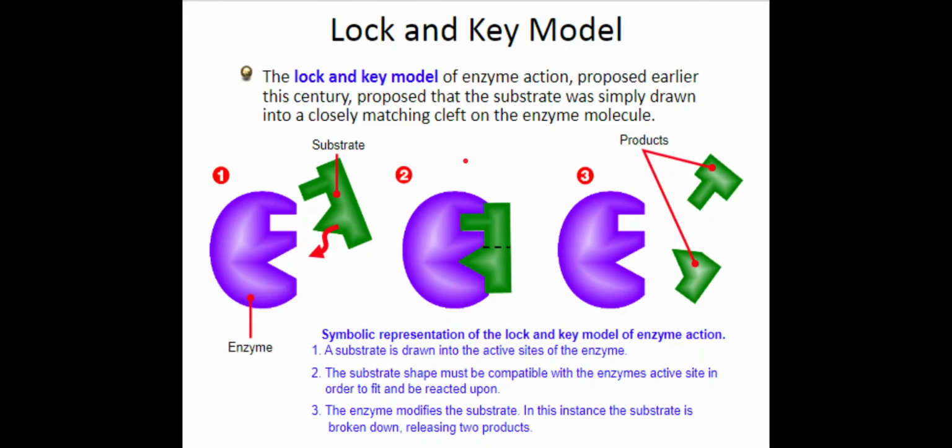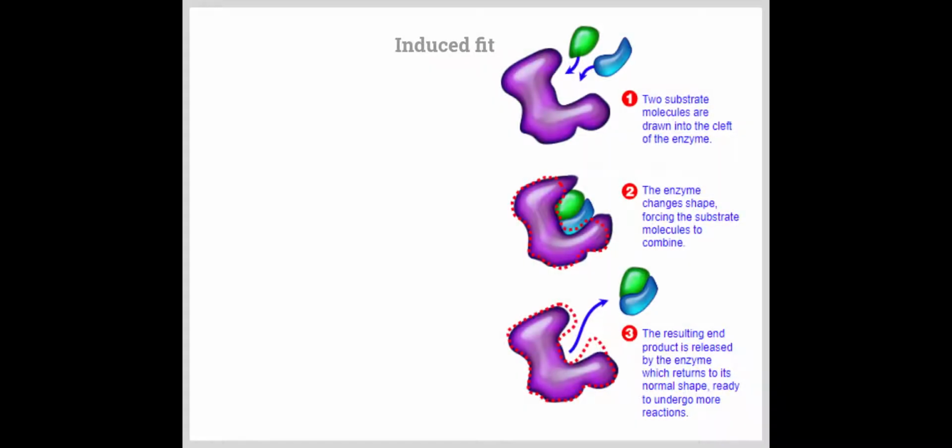So the important thing to note here, or an example, is a key that opens up a door. Only a certain key can open up a certain door lock. It's just one way to think of it. The next one is the induced fit model.